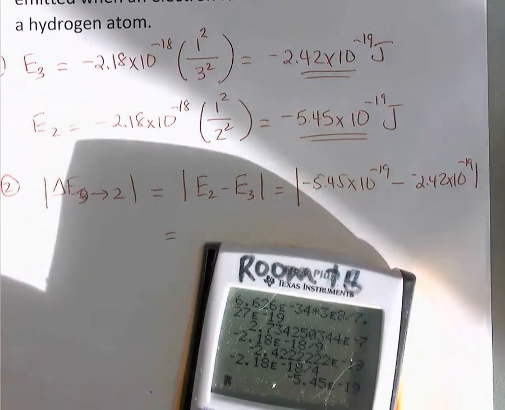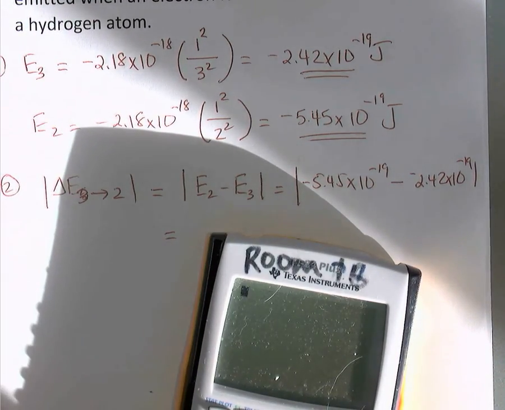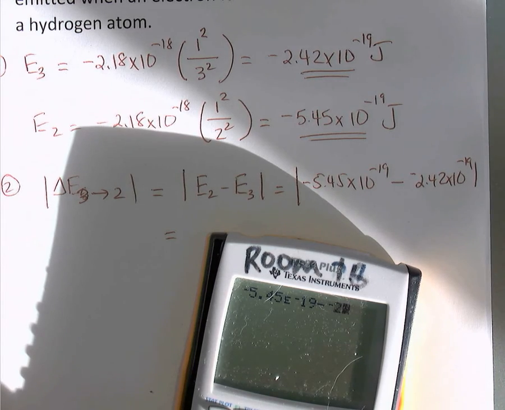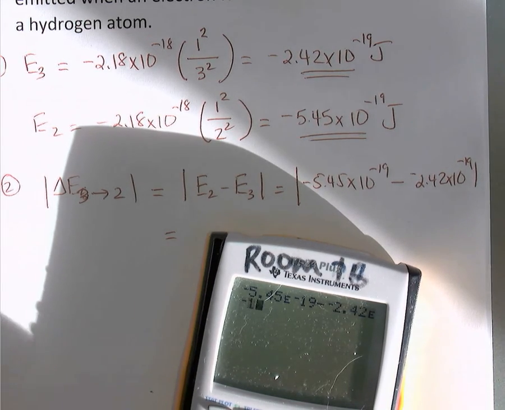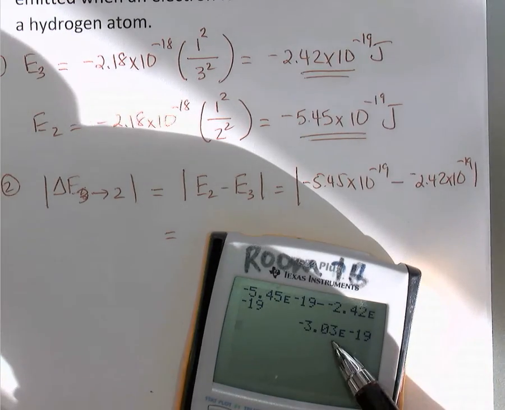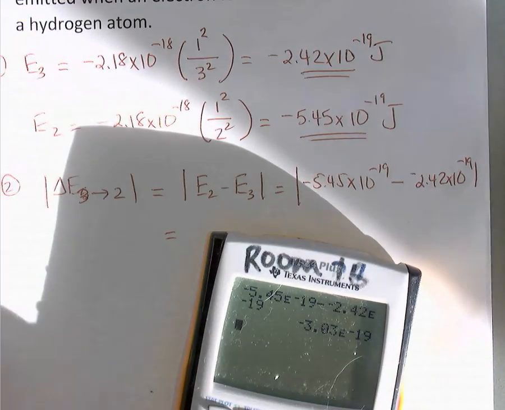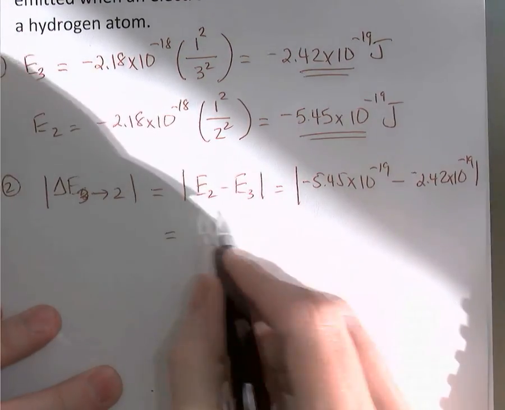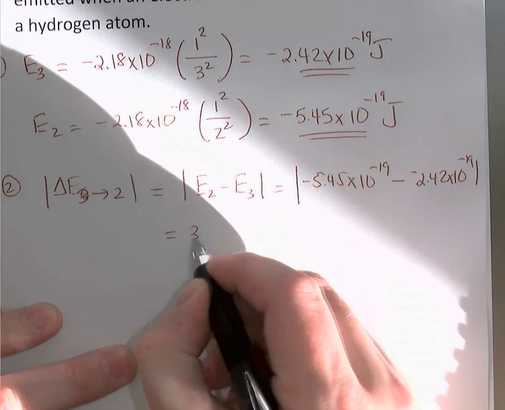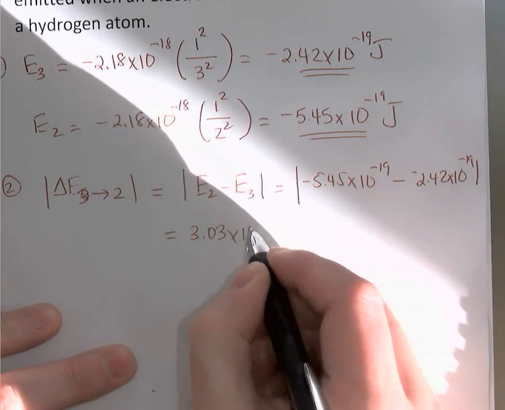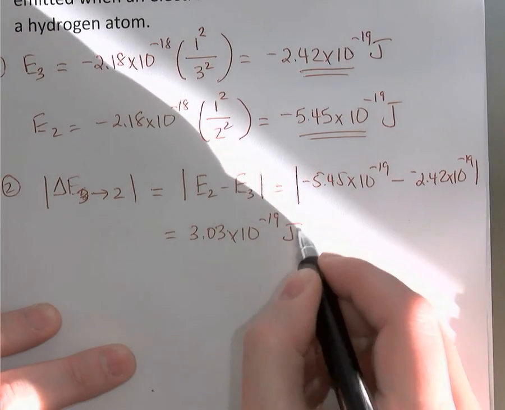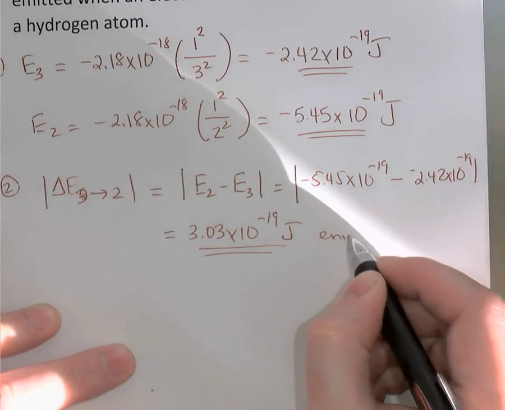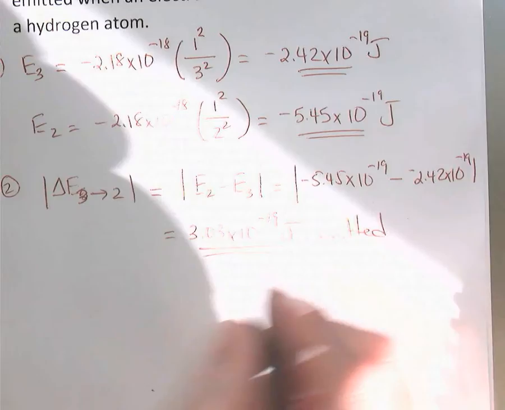So equals negative 5.45 times 10 to the minus 19, take away negative 2.42 times 10 to the minus 19 equals, and again the answer comes out in the calculator negative because energy is being lost. We're going to make it positive because we're taking an absolute value. So 3.03 times 10 to the minus 19 joules. And that's the energy emitted or lost.